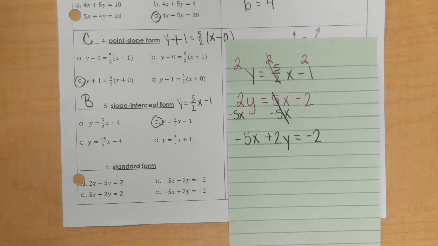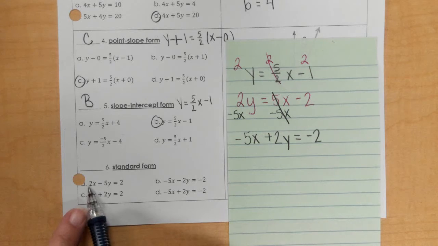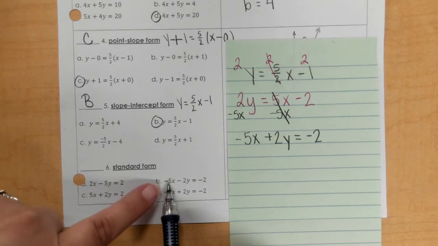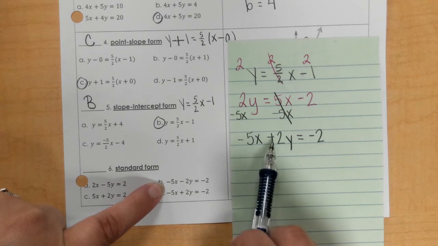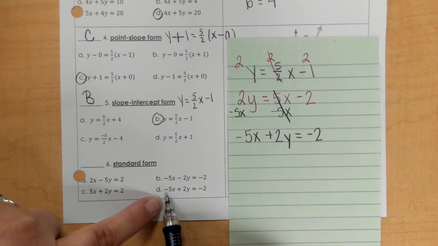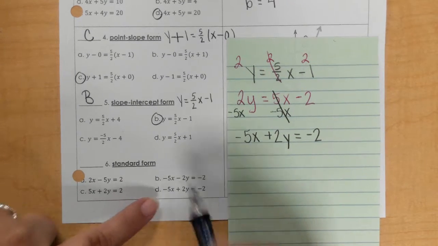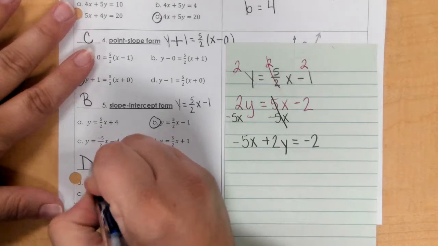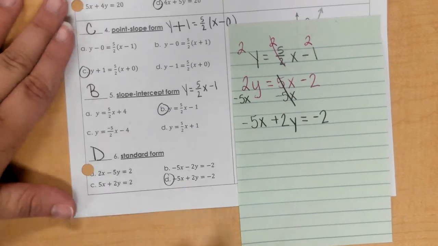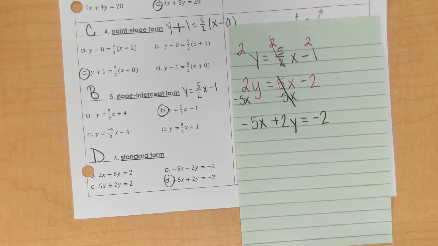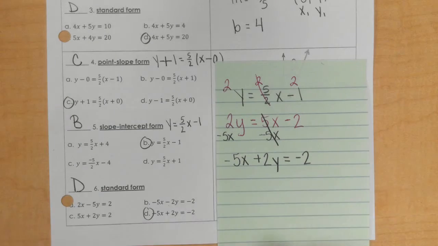So I compare that to the problems down here. -5x, -5x, -5x, oh, I need a positive 2y. -5x, positive 2y equals -2. D it is. You can see most of the answers kind of go along with your answer, but you really have to compare every part of it. Alright, so that is the last one for that.